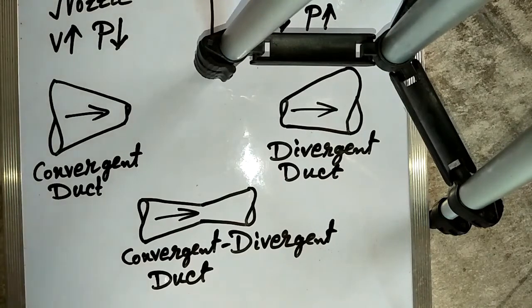One thing: if the density does not change or changes very little, the fluid is said to be incompressible. Gases and vapors are compressible, whereas liquids are incompressible. This is the property of the fluid, so this property must also be considered when we choose the duct, for nozzle purpose or for diffuser purpose.